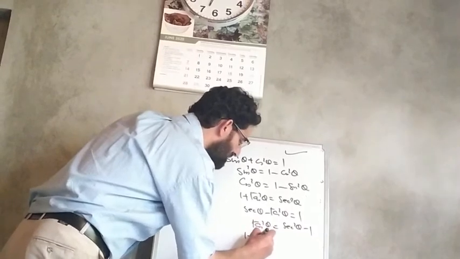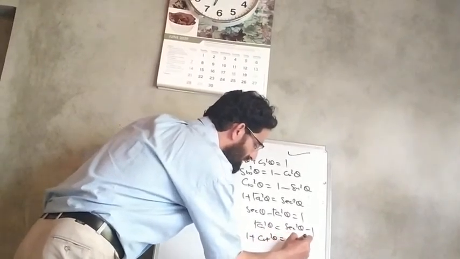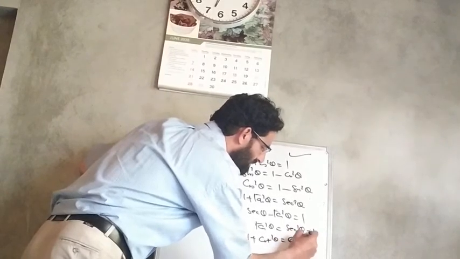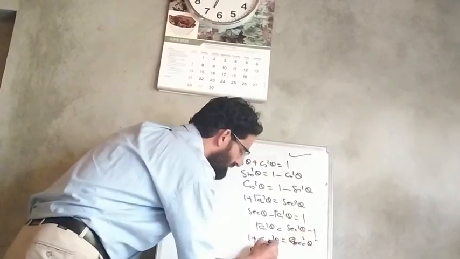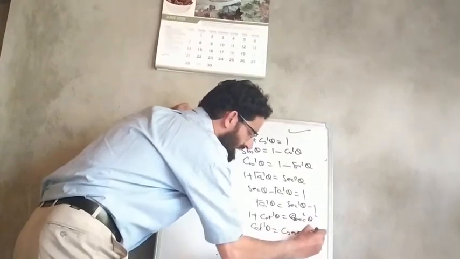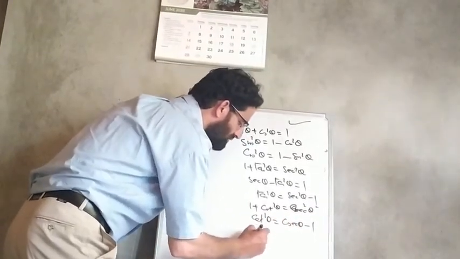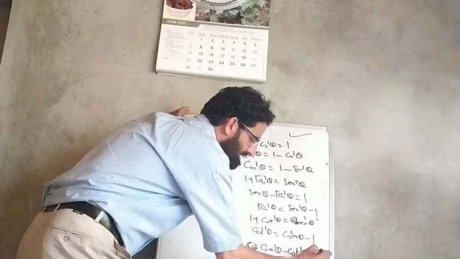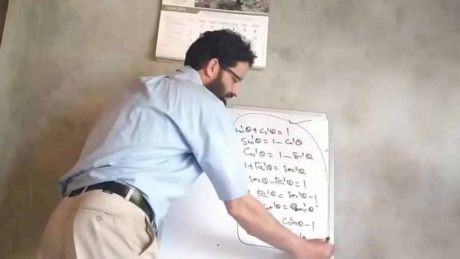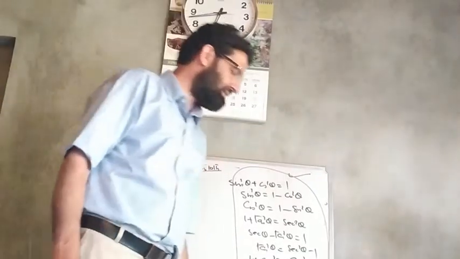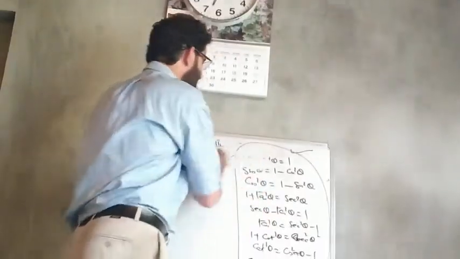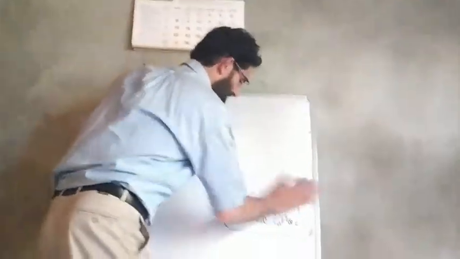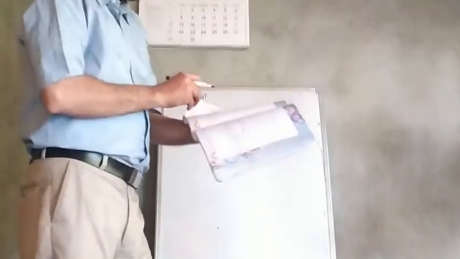Again, 1 plus cot square theta is equivalent to cosec square theta. Or if you write, cot square theta is equivalent to cosec square theta minus 1. And cosec square theta minus cot square theta is equivalent to 1. These are the 9 identities, and you have to remember these identities. Now let us proceed further to questions. Not question number 1. Let's go for the example first.